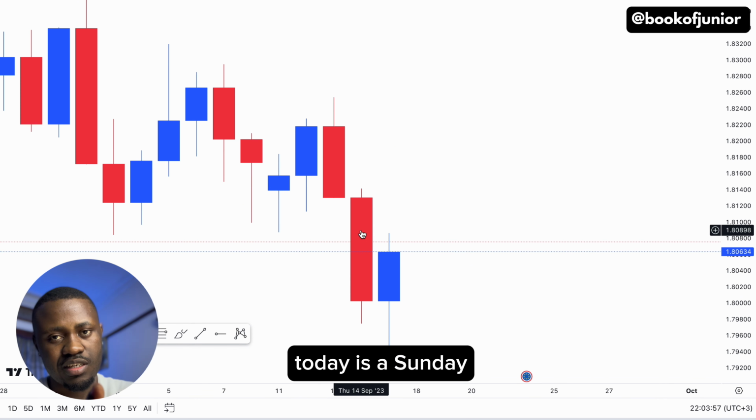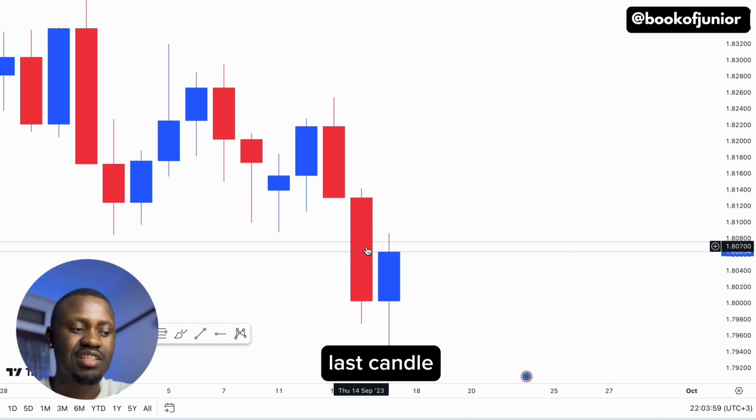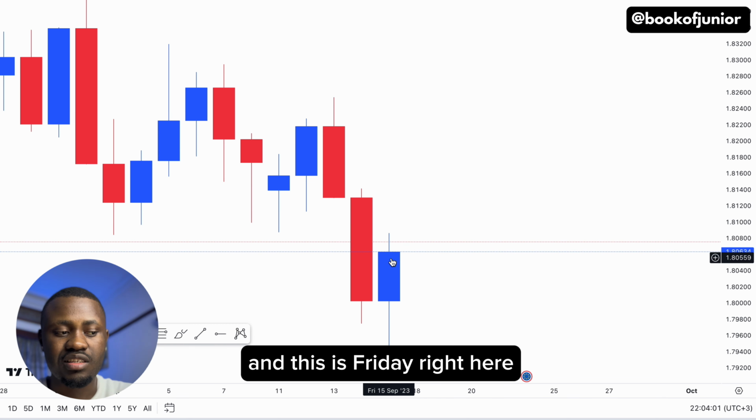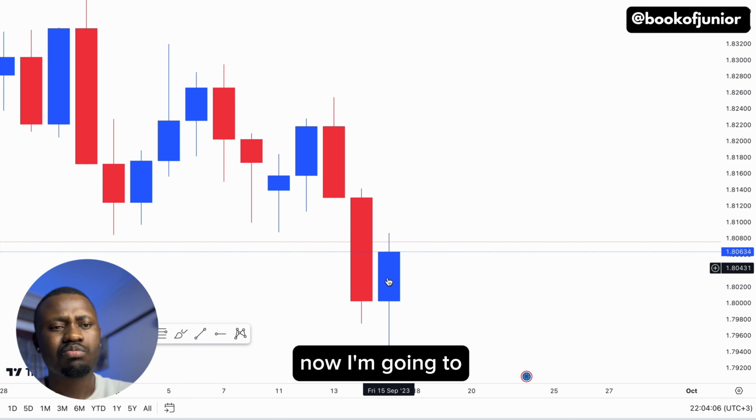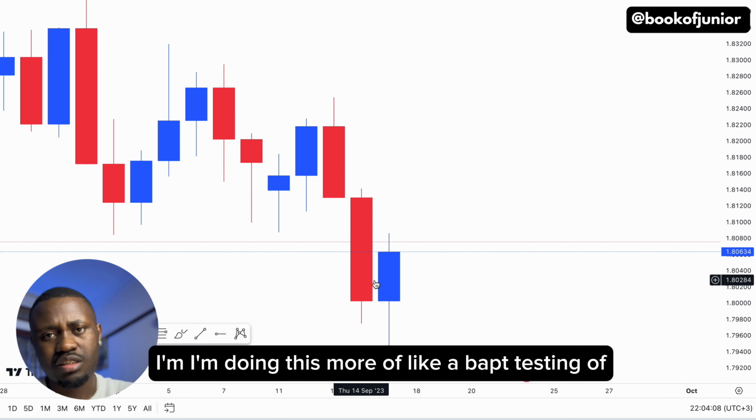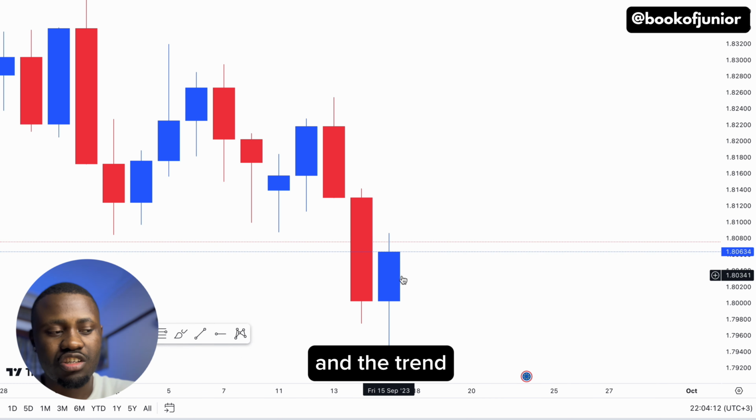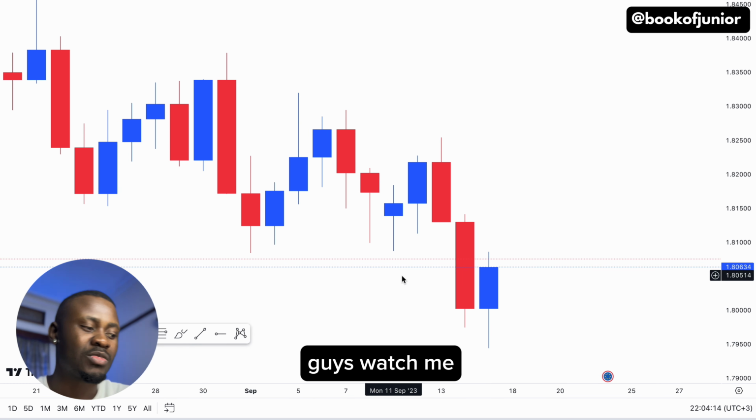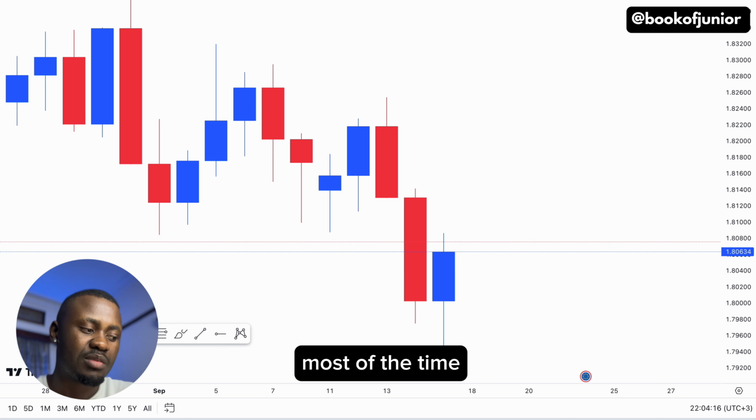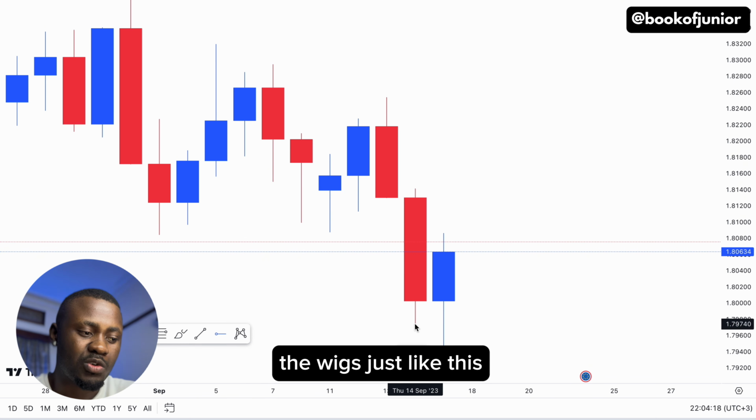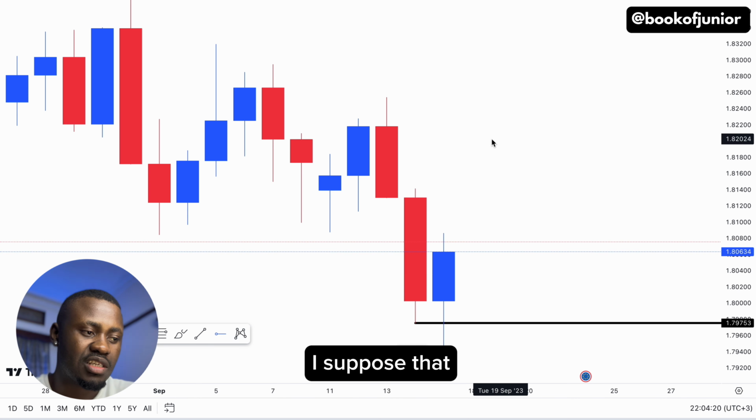Today is a Sunday, so this was the last candle for Thursday, and this is Friday right here. This candle here was Friday, and this is Thursday. Now I'm doing this more like a back test of the trade that I took on Friday. This was a Euro NZ trade. So guys, watch me. What I do most of the time is I just mark out the wicks, just like this. As simple as that.